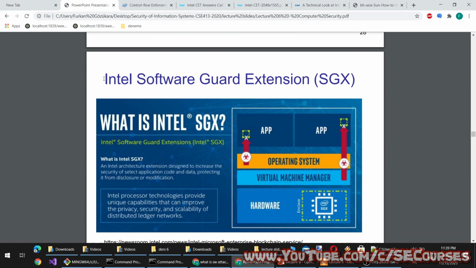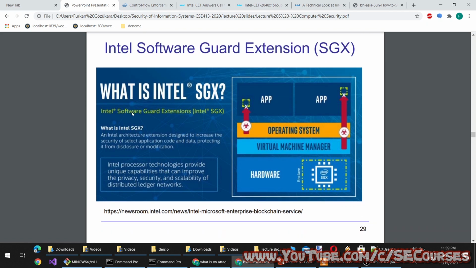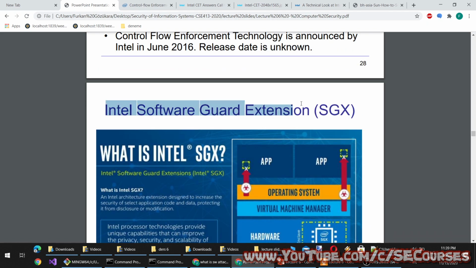Okay, we have read this Intel Software Guard extension. And let's see what is this.